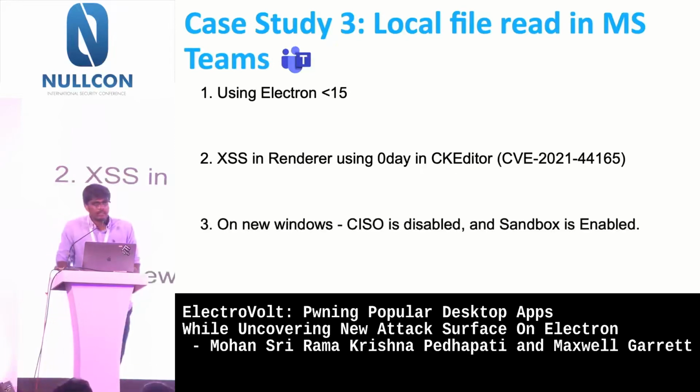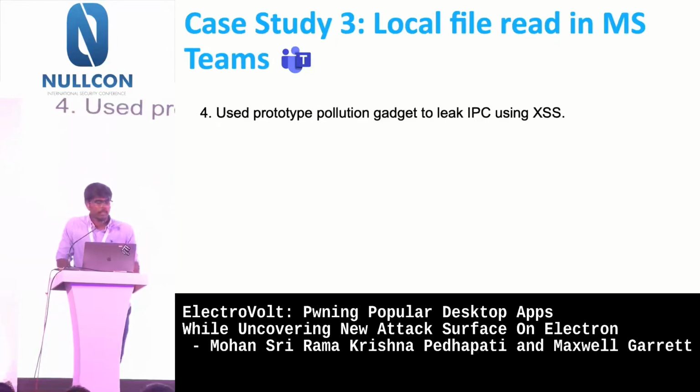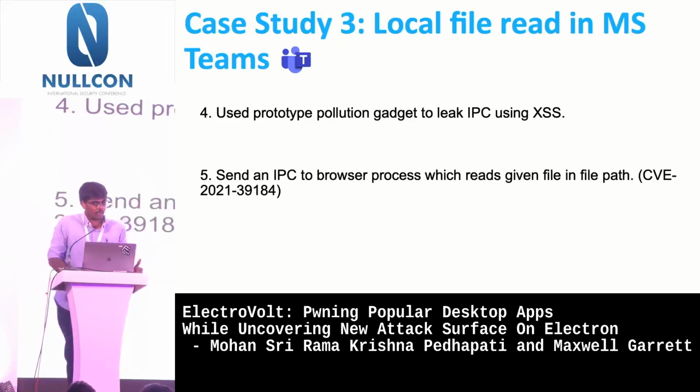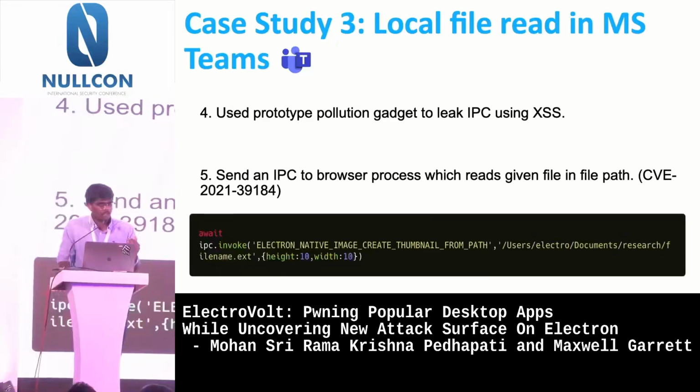The XSS where we are has node integration disabled, sandbox enabled, but context isolation disabled, which means you can use the prototype pollution gadget to leak the IPC using the XSS and send an IPC message to the browser process, which can read files on the local victim's computer. There is an Electron internal IPC misconfiguration where the main process is listening for electron native image create thumbnail from path. If you send this IPC message with a path to the file you want to read, it will read that file and send it back to you. How fun is that? It's a sandbox bypass, right?